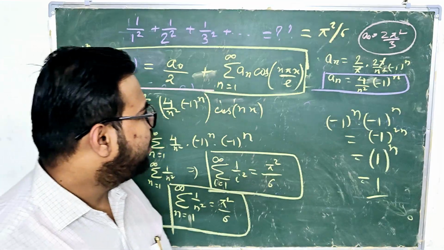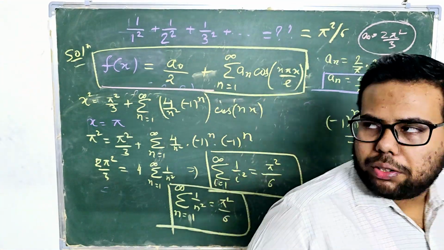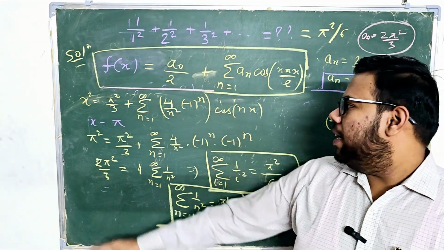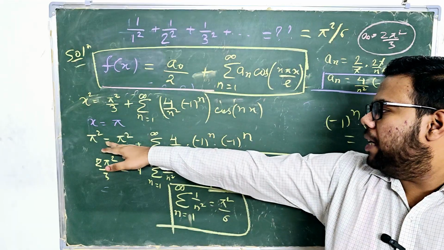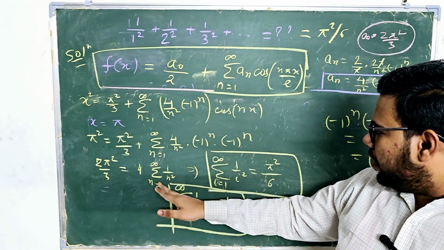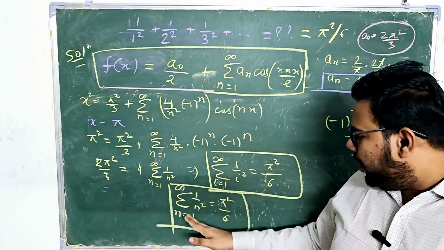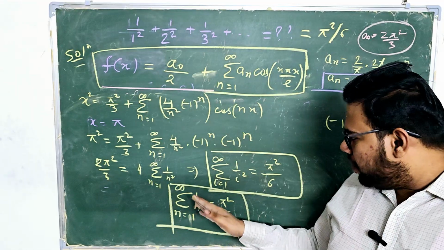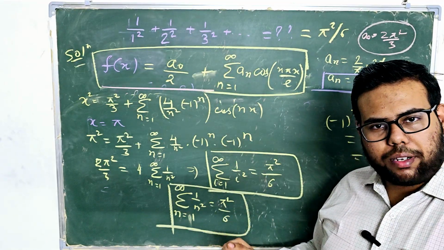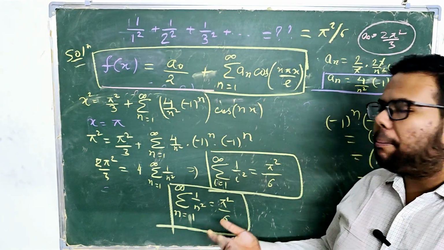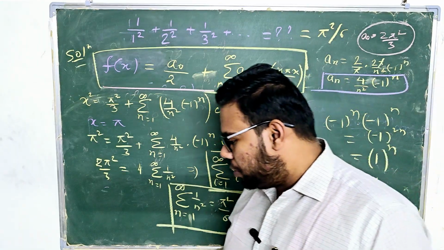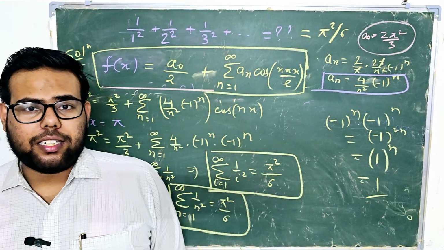Okay, and then I substituted back into the original equation, and then I substituted x as π, and I solved this expression, and I ended up getting the summation from n equal to 1 to infinity of 1 by n² is equal to π²/6. And this is how you approach such kinds of problems very easily, right?